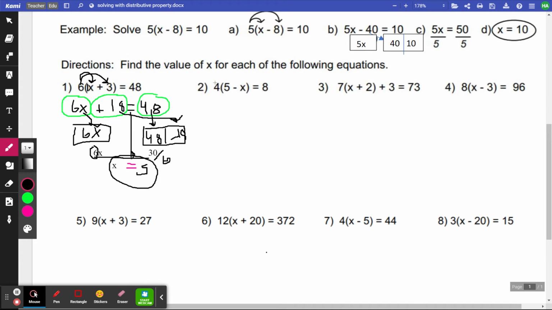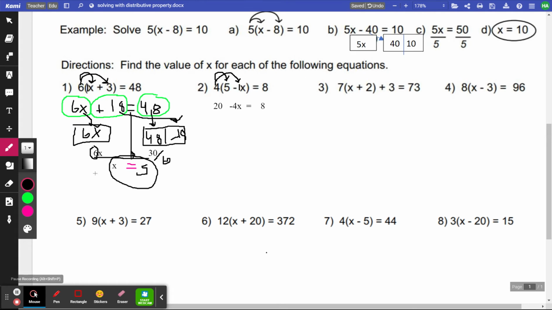And I read this as 4 groups of 5 and 4 groups of negative x. All right, and so I have to distribute before I start to solve. I'm going to go ahead and do that. I'm going to say 4 groups of 5. Groups of is multiplication. So 4 times 5 is going to give me 20. And 4 times this negative 1x is going to give me a negative 4x's.